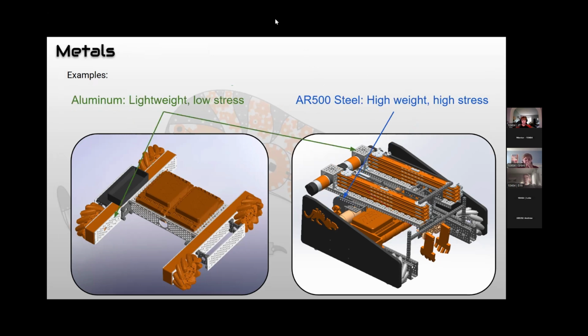Next up, same robots, we have metals. Aluminum we like to use all through our robot because we like the strength of metal, but we also want that lightweight. So aluminum is a good compromise for it. That's why a lot of companies use it.